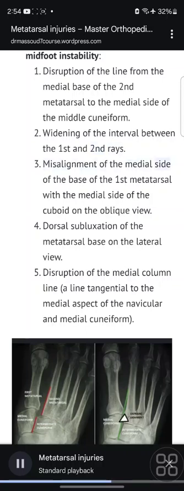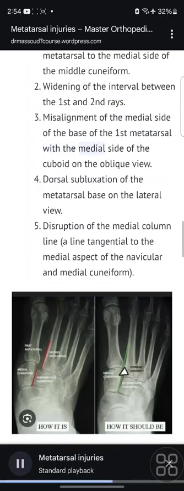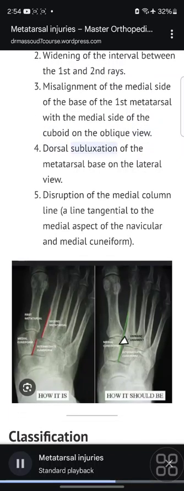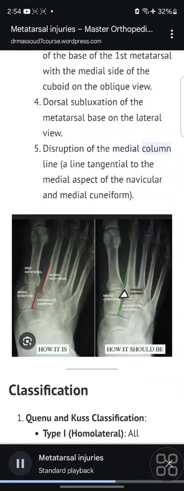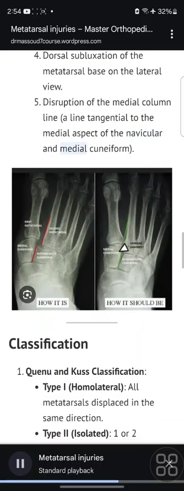Misalignment of the medial side of the base of the first metatarsal with the medial side of the cuboid on the oblique view. Dorsal subluxation of the metatarsal base on the lateral view. Disruption of the medial column line, a line tangential to the medial aspect of the navicular and medial cuneiform.